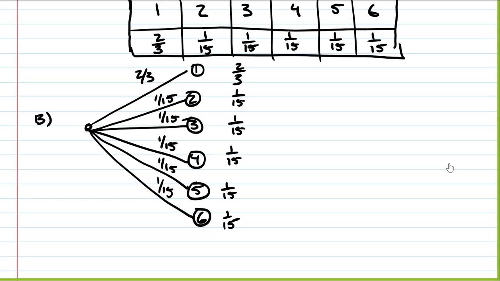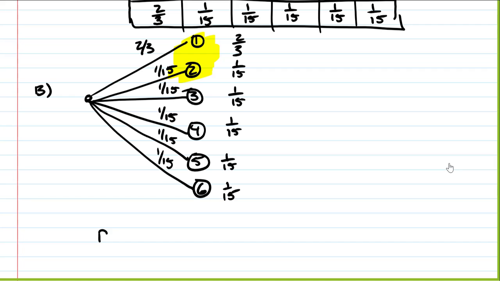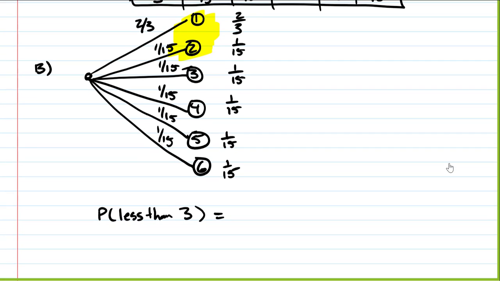So what's our favorable event? We want our roll to be less than 3. Well, less than 3 is going to be a 1 or a 2. So the probability of less than 3 is going to be 2/3 plus 1/15. So 10 plus 1 over 15 is 11/15. Would be the probability of getting a 1 or a 2.